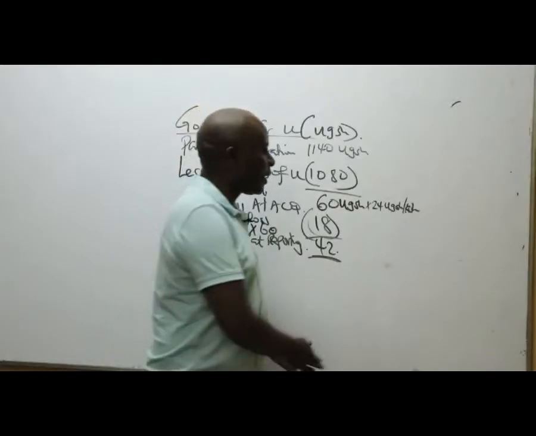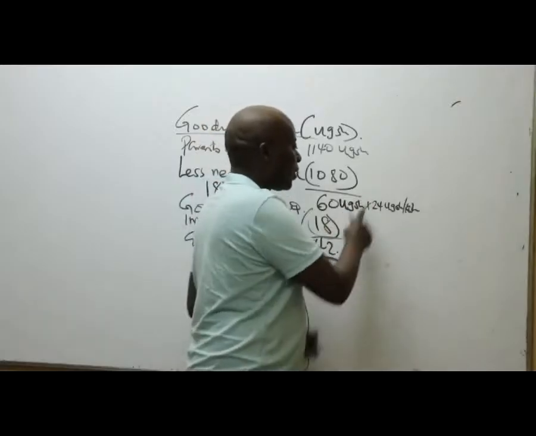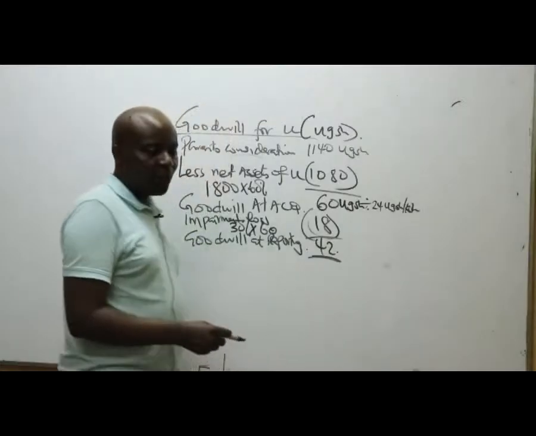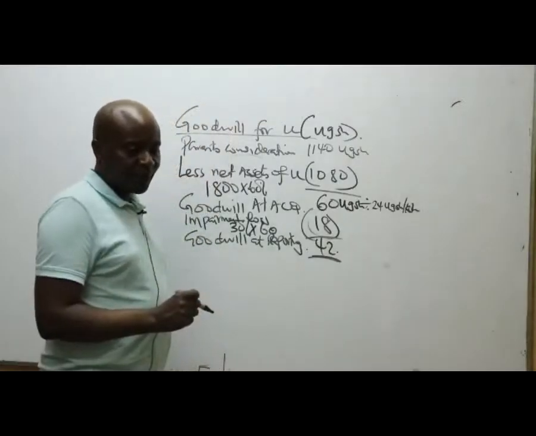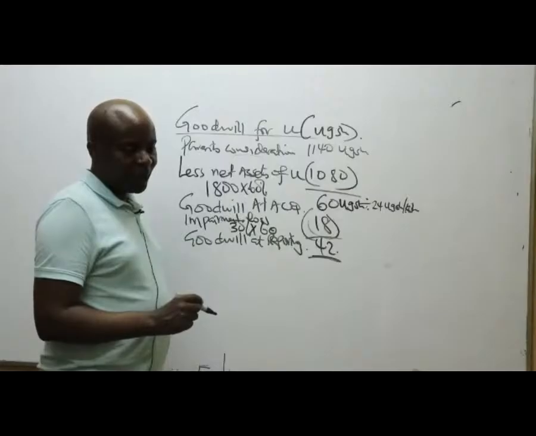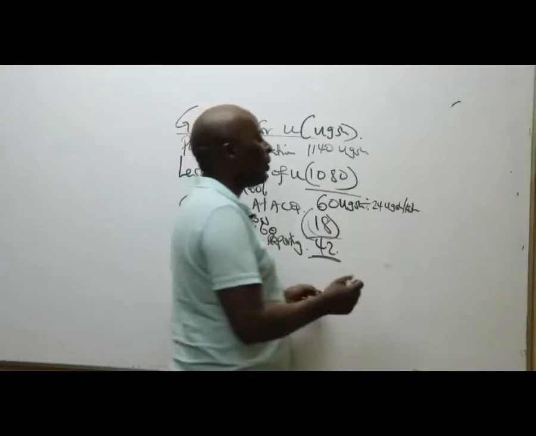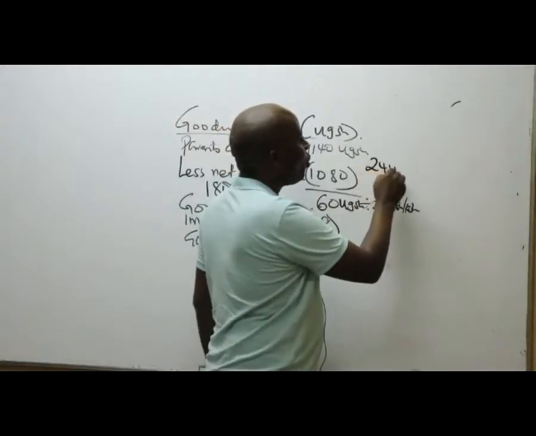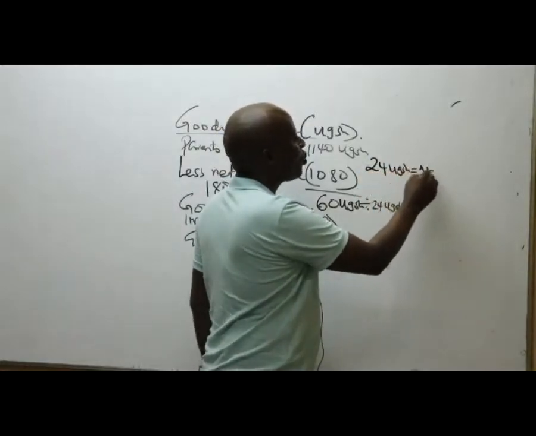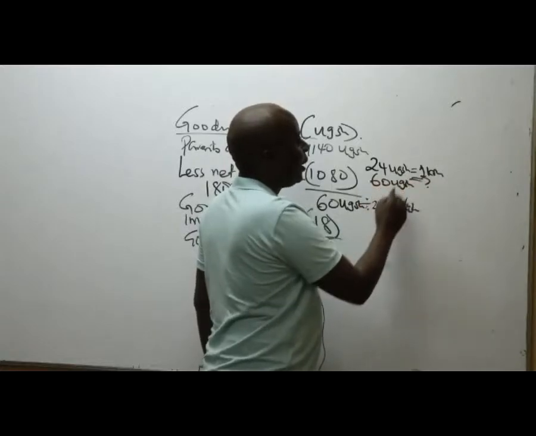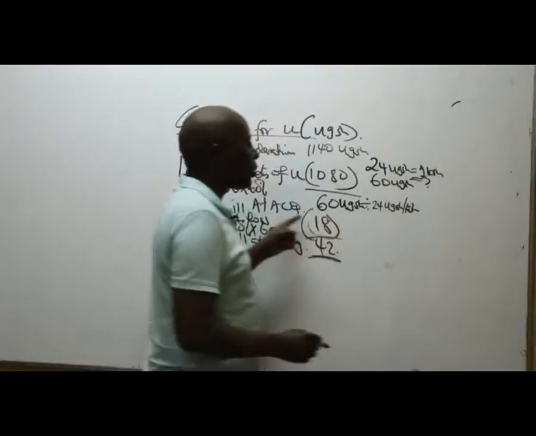So if the terms here are the same, what do you need to do here? Somebody, divide. We need to divide. Or rather, you can also do this in your mother tongue: 24 Uganda shillings equals 1 Kenya shilling. Then how about 60 Uganda shillings? You can see straight away it's about division.